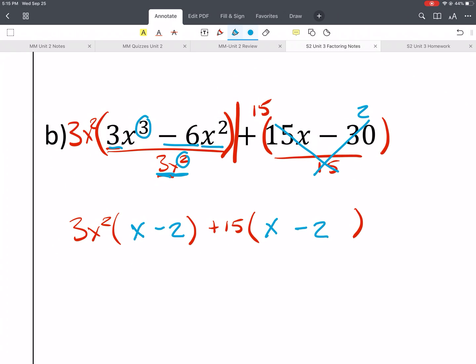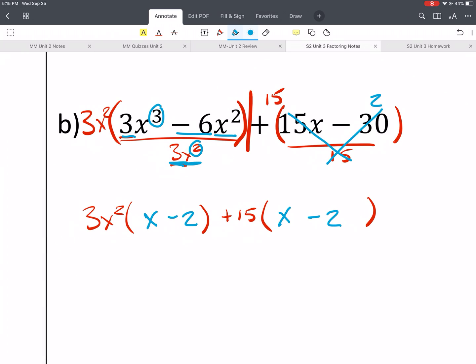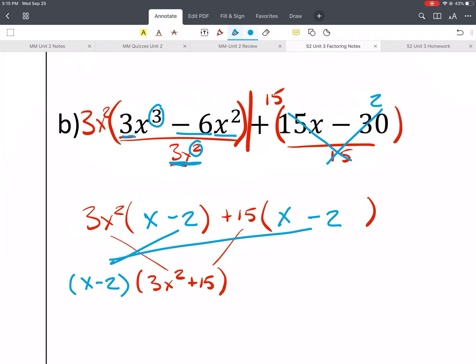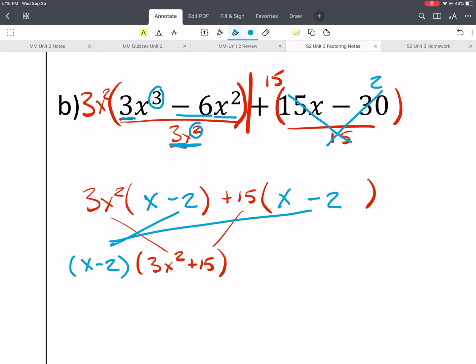So again, what's in our parenthesis is the same. We'll bring that out, x minus 2, and then everything else will go into a different parenthesis. Hopefully that makes sense. So we're basically factoring out the x minus 2. So this would be our new GCF.